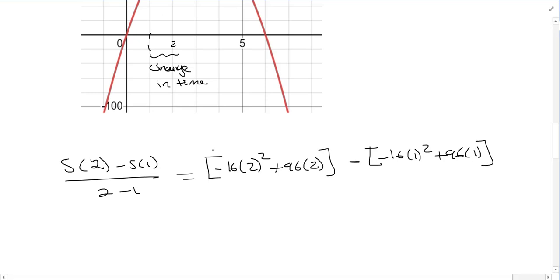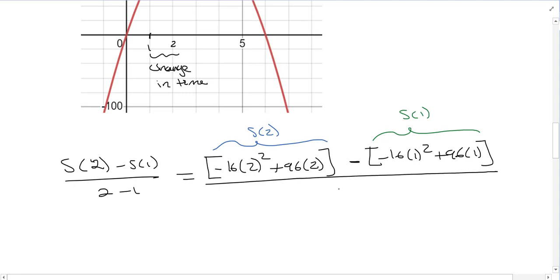I'll make a note here. So this is s of 2, so replace the t's with 2's. And this is s of 1. And then the whole thing divided by the change in t, 2 minus 1, which is 1.